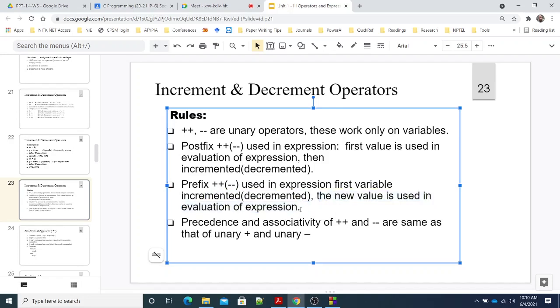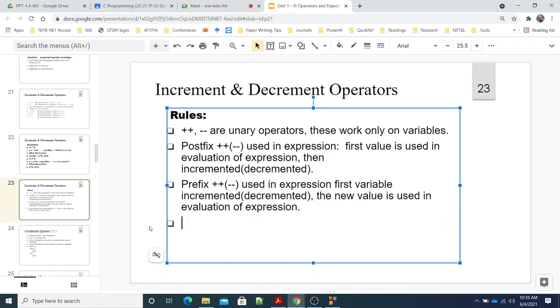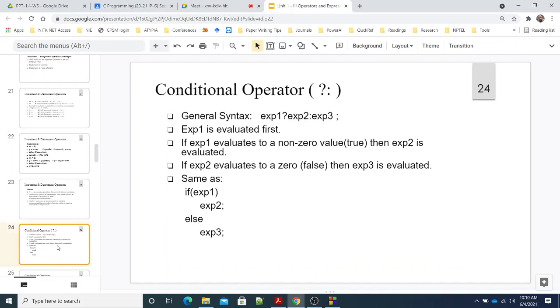That's what I explained with that m and y is equal to plus plus m, y is equal to m plus plus. The precedence and associativity of plus plus and minus minus are the same as unary plus, and precedence and associativity will be covered sometime later. At this point of time probably we will not need this. Okay, that is about increment and decrement operators.